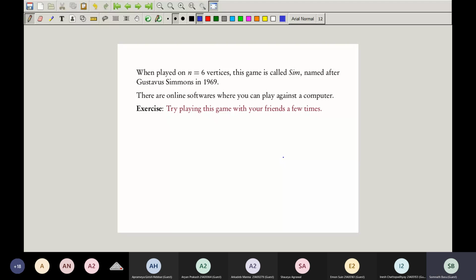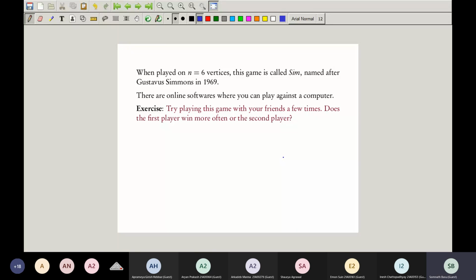Play this with your friends a few times online, or even just share a screen and then play online, for example, and see what happens. Okay. And this is an exercise that you have to do, and I'll fast forward. Imagine you have done the exercise. I'll fast forward.